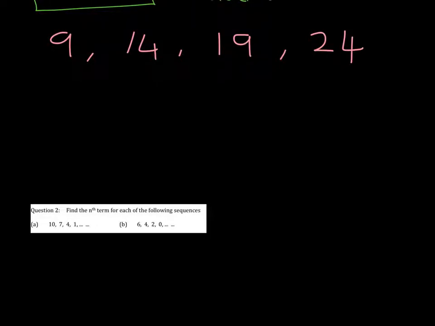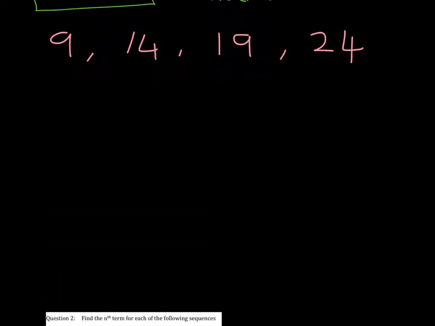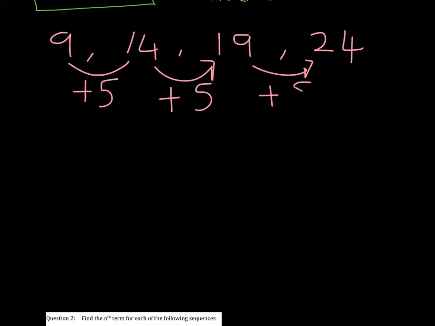So firstly, have a little look at it. What do we notice that it's going up in? So how do we get from 9 to 14? You can count on your fingers: 9, 10, 11, 12, 13, 14. That is definitely adding on 5. Check the next one, 14 to 19: 14, 15, 16, 17, 18, 19, adding 5, and so on, adding 5.